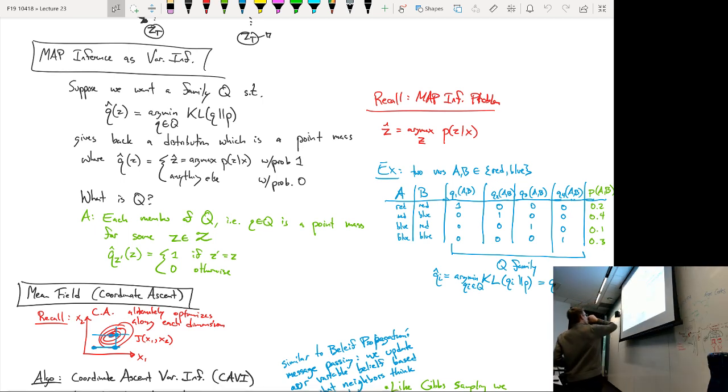Like this. And this example on the right-hand side is new. We didn't talk about it last time. And what I did is I said, okay, well, recall the MAP inference problem. It's just about finding some z hat that maximizes p of z given x. So let's suppose we have this little example where we have two random variables, A and B, and they can each take values red and blue.